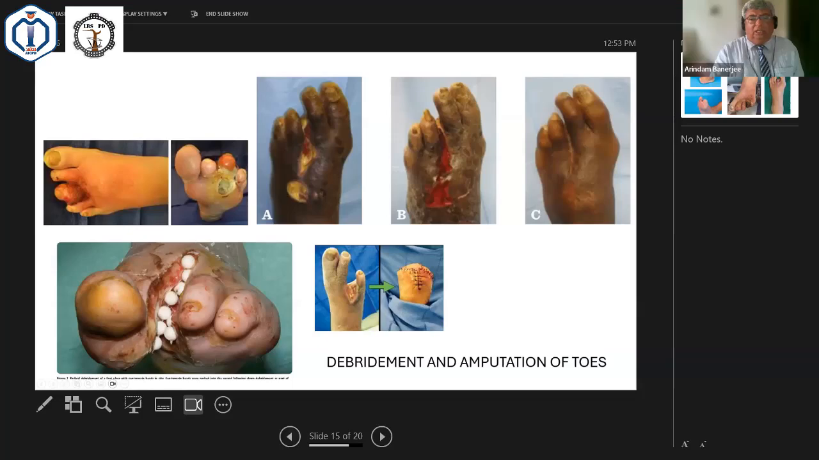Or like here, two toes have been lost. Again, this wound has been closed, and debridement and amputation of the toes have been done, leaving a healthy forefoot.